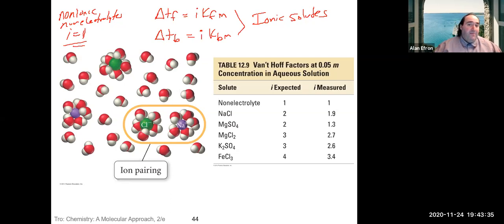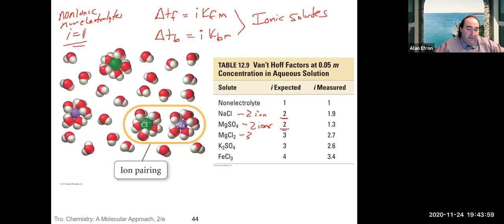Now, in most calculations, we can roughly just go by the ionic formula and figure out how many ions you get and figure out the expected value for i, which is what this table shows you. Again, sodium chloride breaks apart into 2 ions, and i would be 2. Magnesium sulfate also breaks apart into 2 ions, so i would be 2.